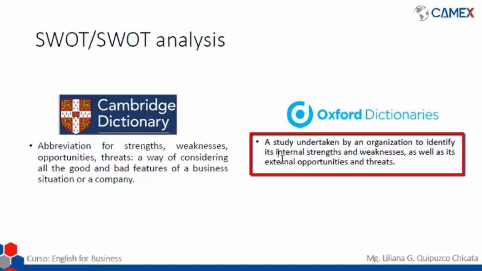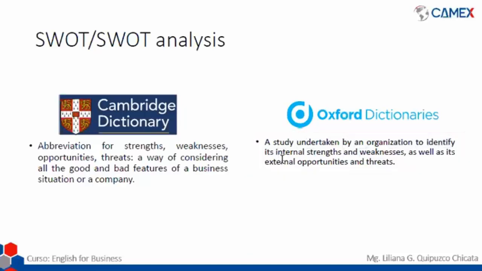In this case, internal would be strengths and weaknesses, and external would be opportunities and threats. Now we're going to see a little bit more why internal and external. But in general, a SWOT analysis, according to the dictionaries, is a study that is going to be undertaken by a company or an organization in order to find good and bad features. In this case, internal and external features. In this case, it would mean strengths, weaknesses, opportunities, and threats.